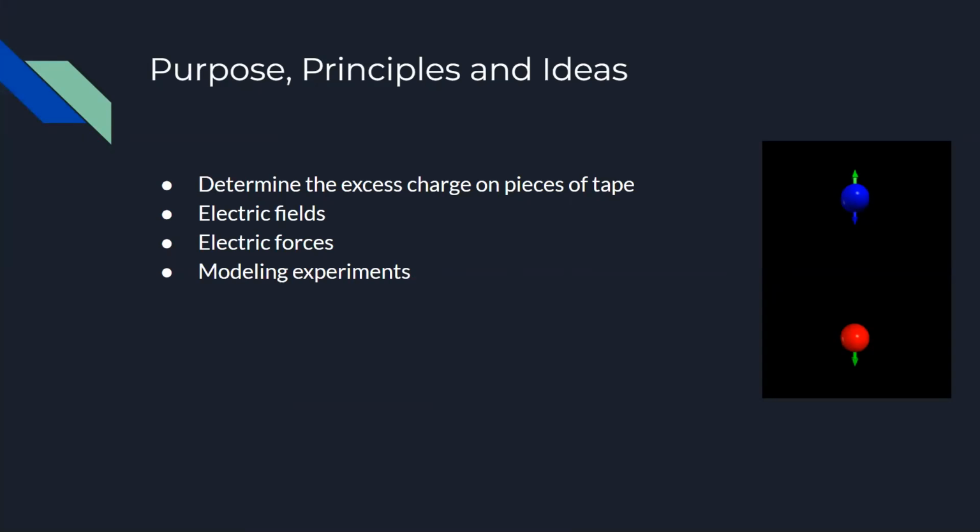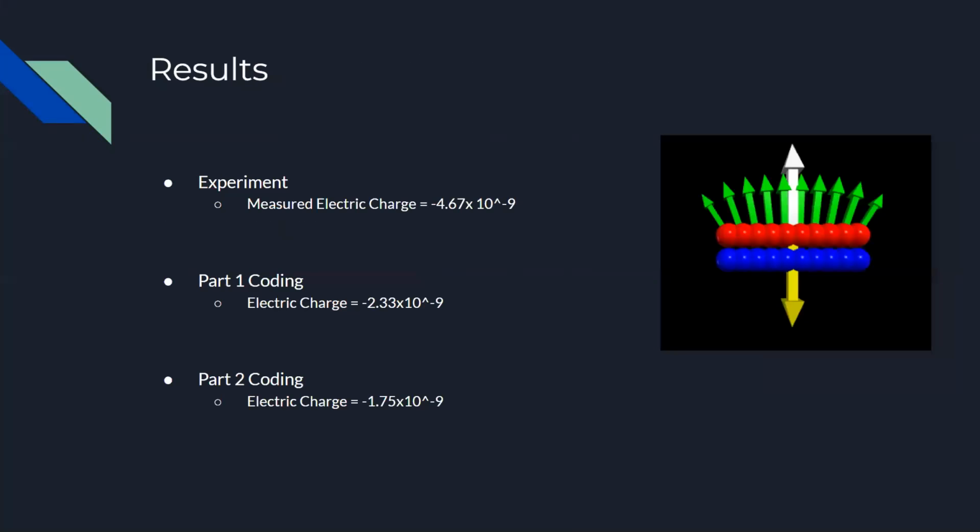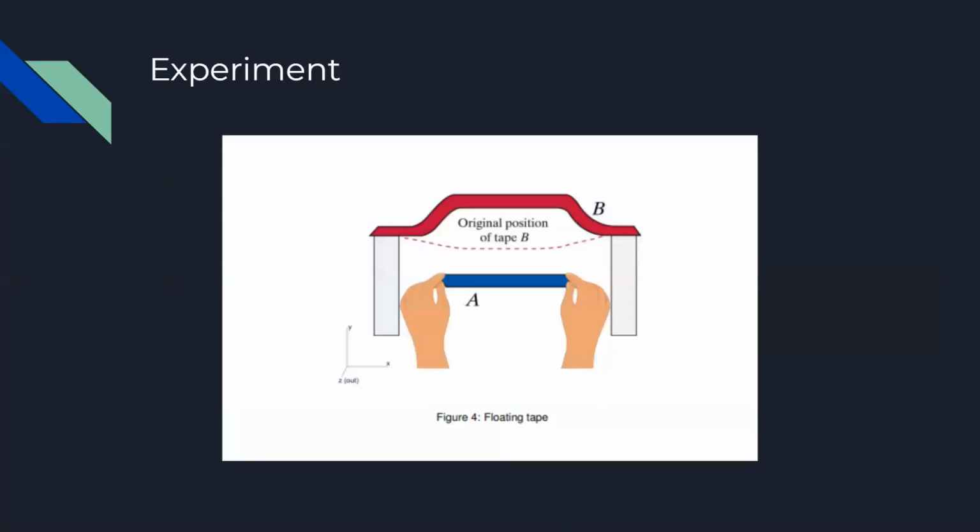And just to clarify with the system we have here, the system we're interested in is ball B and what's going on with ball B. The red ball here would be considered part of the surroundings. But to go more into the results, just a quick overview. This is a picture of the model in the coding part 2. I'll go more into it soon.